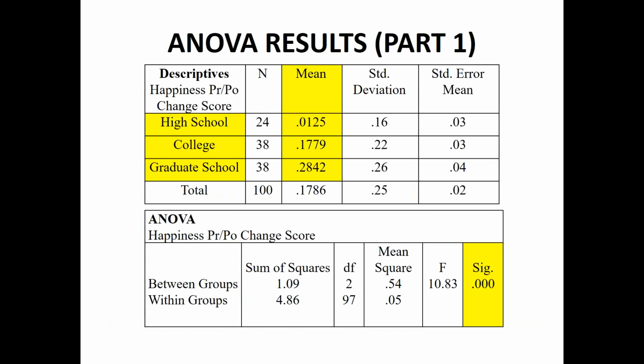So then if we look at the means on the top, we see the high school pre to post test change. The average change is 0.01. For college, the average change is 0.1779. And for graduate school, the average pre-test to post-test change is 0.2842, right? So it looks like that higher education enhances this pre-test to post-test change in happiness scores, right? So the intervention seems to be enhanced with higher levels of education of the study participant.